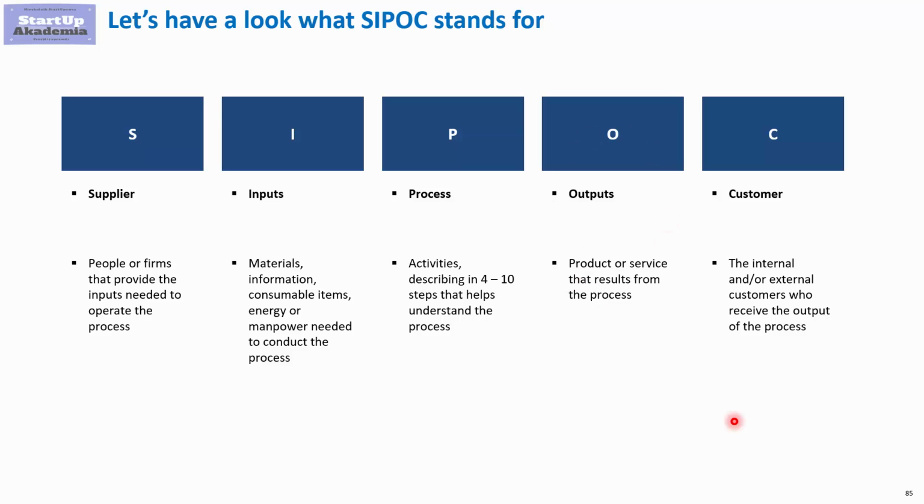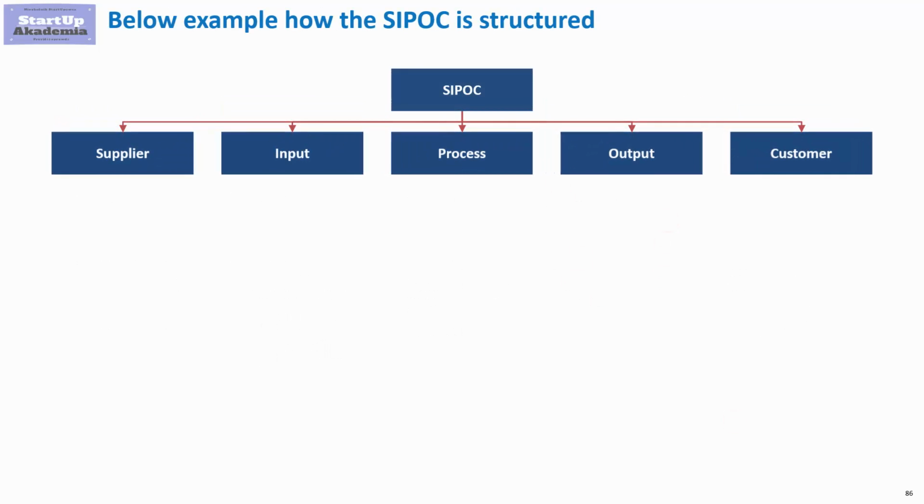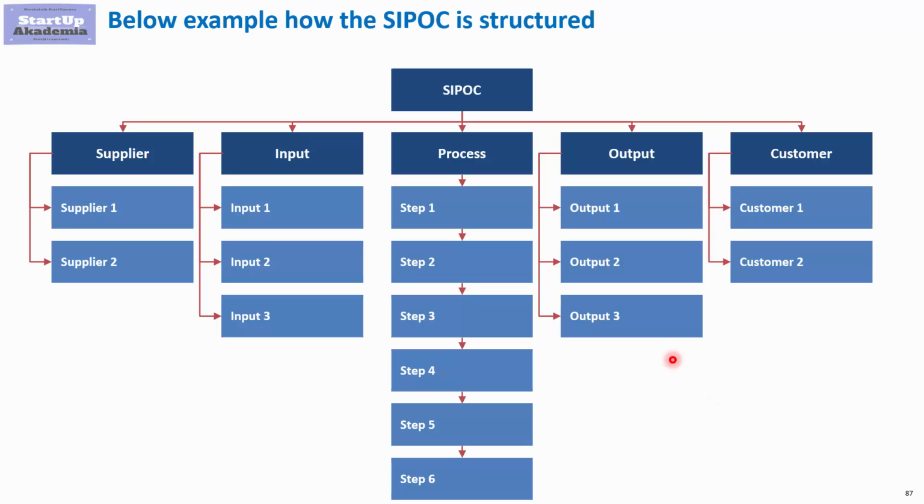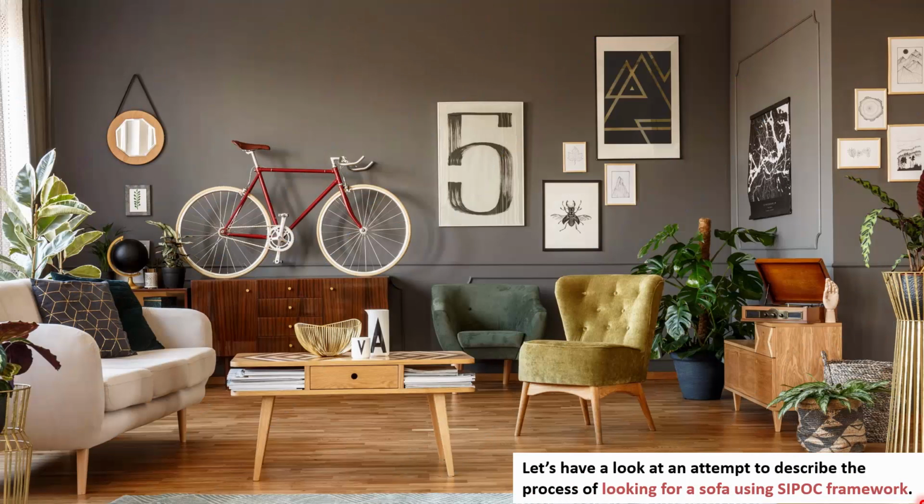There are plenty of ways to show the SIPOC. We will be using this very simple framework where we will simply list all the things involved in a specific element of the SIPOC. So when it comes to process, we're going to list the steps, inputs, we're going to list all the inputs, and so on and so forth. So let's have a look at the first example. We will try here to describe the process of looking for a sofa using SIPOC framework.